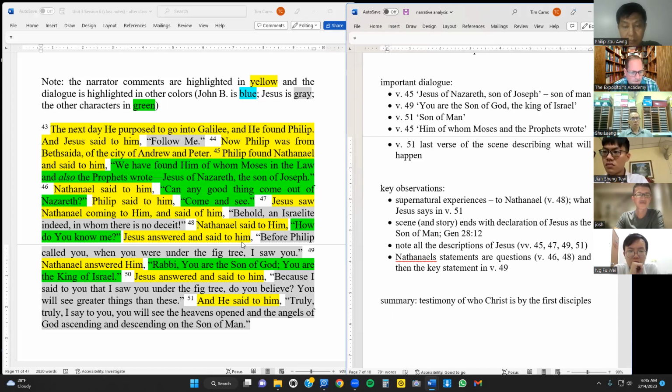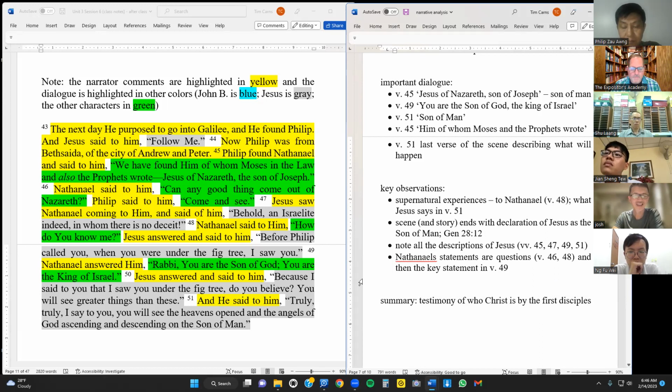Yeah, there's definitely they had an interest in the Messiah and also some understanding of that. So this was the key focus of what they were talking about in this particular scene. But yeah, I think that's a good summary, Joshua. Testimony of who Christ is.